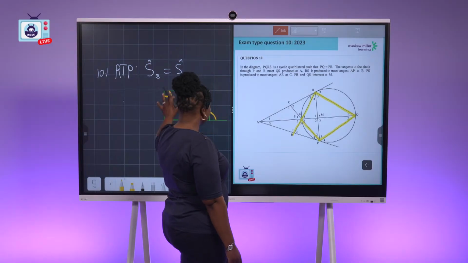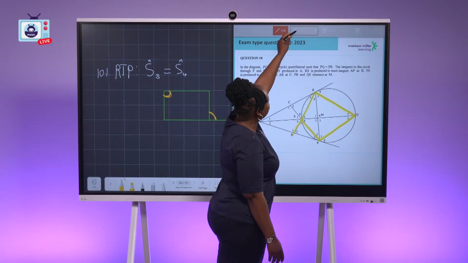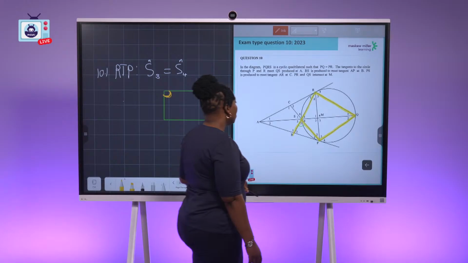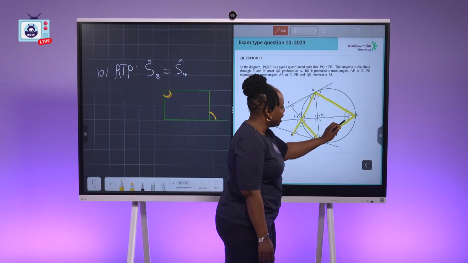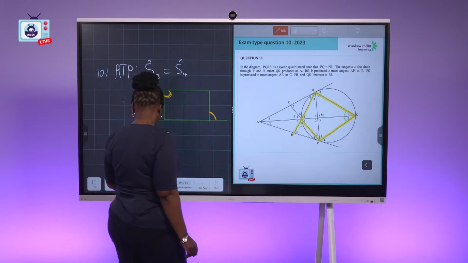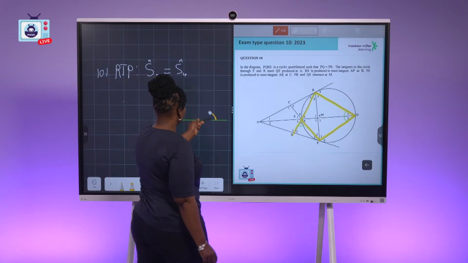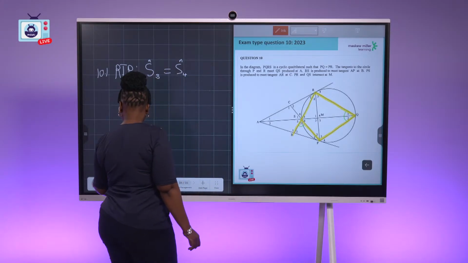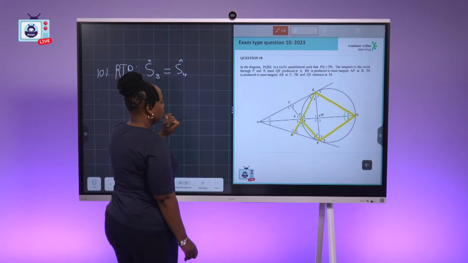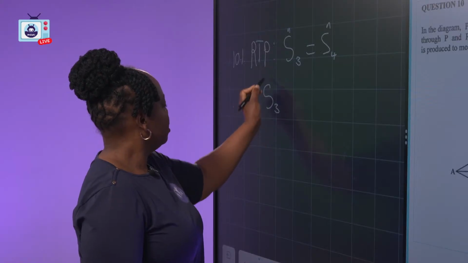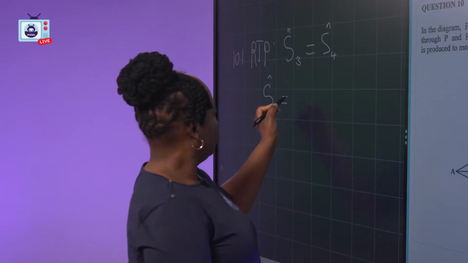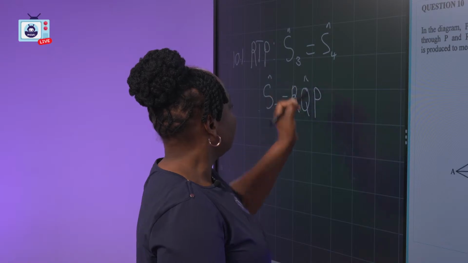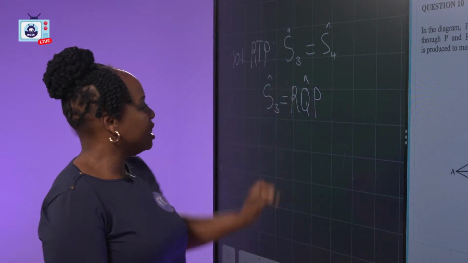All right, so this is the shape I am looking at, and I can see that I do have that shape as I'm indicating here. So that means that my angle, this one, will be equal to the opposite interior angle, which is that. So that will be my first move. All right, so let's do that. My first move will be S3 equals RQP, or PQR. Remember to put the hat there to show that that is an angle.